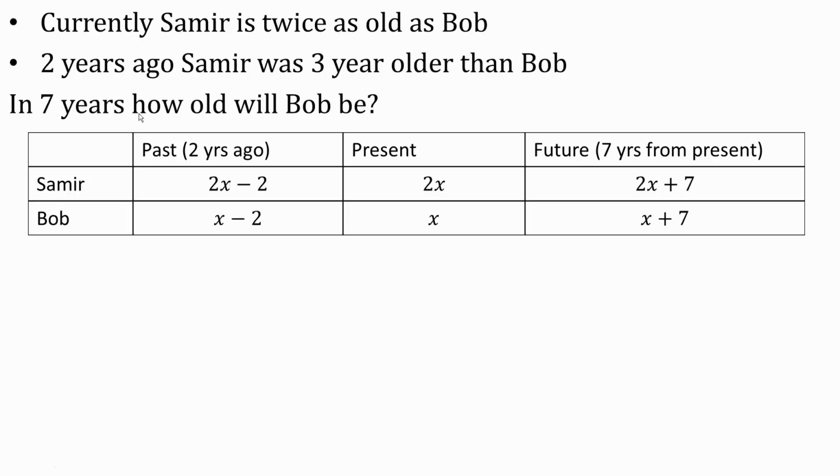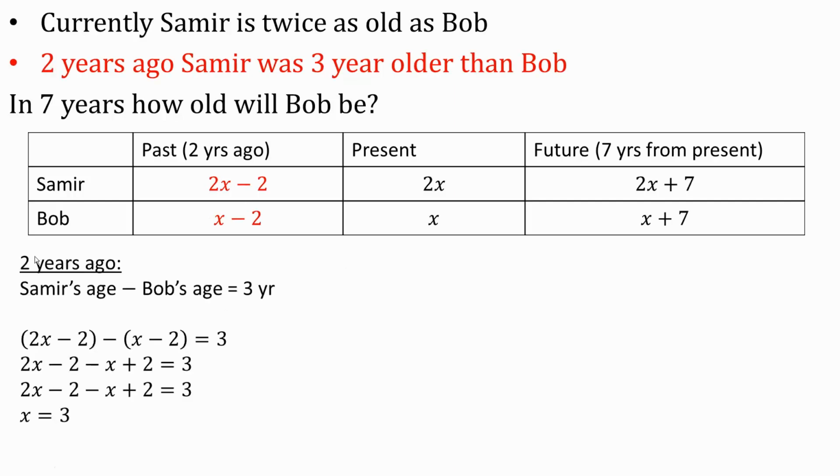Okay, last part. In 7 years, how old will Bob be? Samir is currently 2x, and in 7 years, he'll be 2x plus 7. Likewise, Bob is currently x, and 7 years in the future, he'll be x plus 7. Now, based off of this information, we can't solve, but we're given this line: 2 years ago, Samir was 3 years older than Bob. So now with that information, we'll be able to solve this problem. And I'll show you what we need to do. We're going to focus on this line and these two pieces.